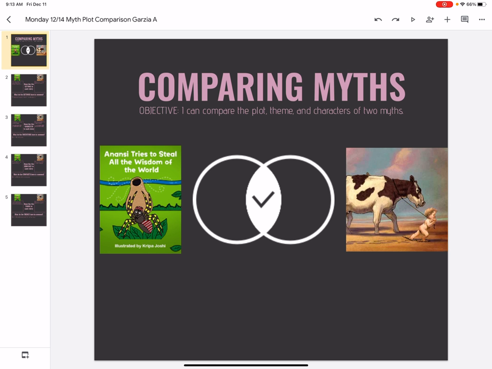Okay, so what we're going to be doing is taking the two stories we read last week and comparing them. We're going to do this using plot, theme, and characteristics or character traits.